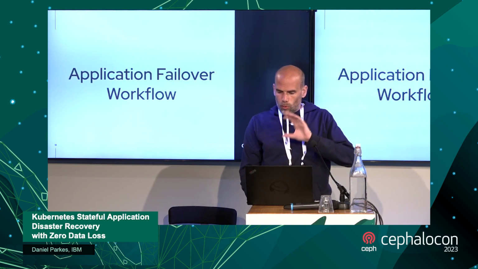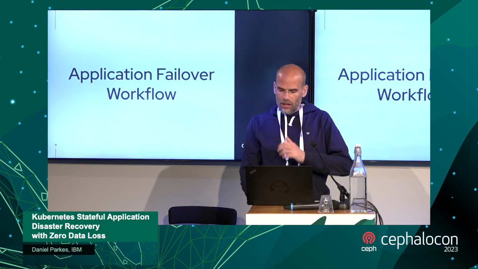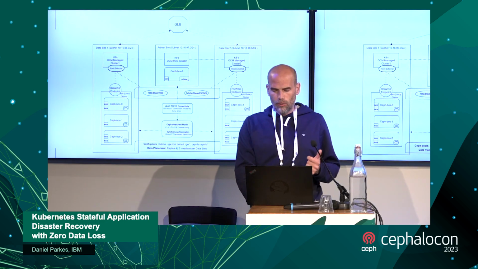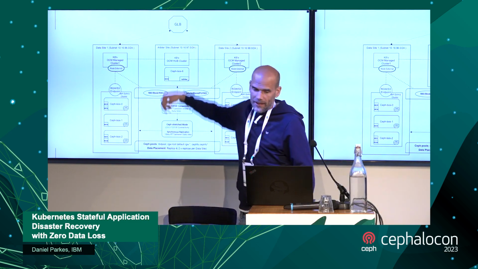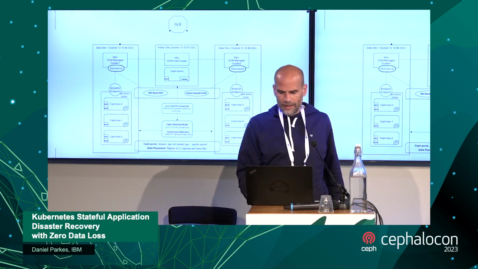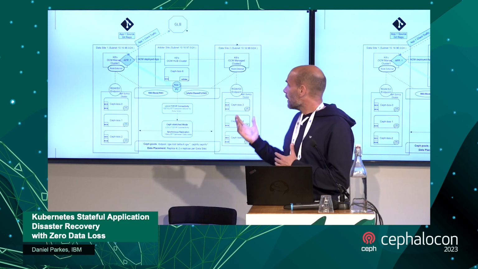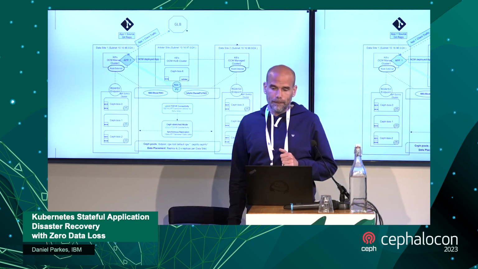Okay, so I wanted to walk you through what a failover of an application looks like with a diagram. This is exactly the same diagram as we had before. I'm just adding the global load balancer at the top, but it's just the same. And here we deploy an application.